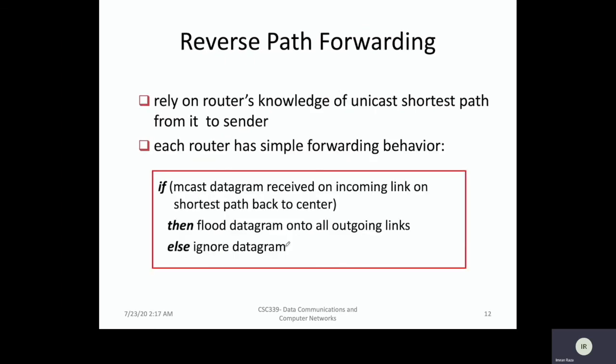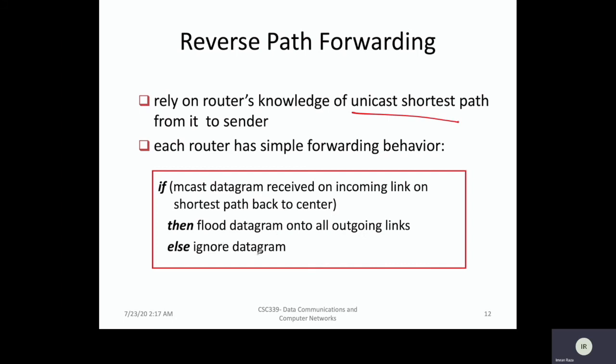So reverse path forwarding is very simple. It is based on the router's knowledge of the unicast shortest path from it to the sender. And for the unicast shortest path, we can either make use of Dijkstra's algorithm, or we can make use of Bellman-Ford. So each router has a very simple forwarding behavior. That is, if a multicast datagram is received on an incoming link on the shortest path back to the center, then it will flood onto all the outgoing links.